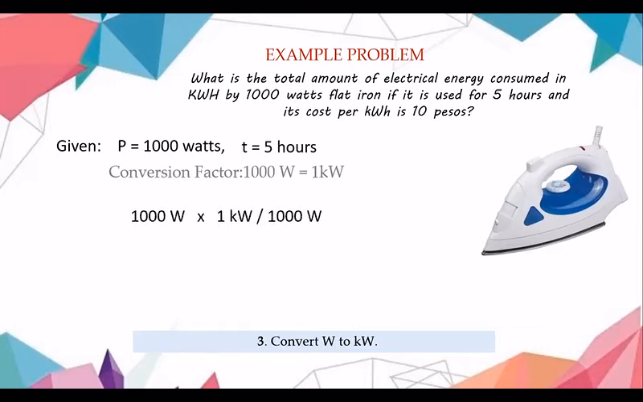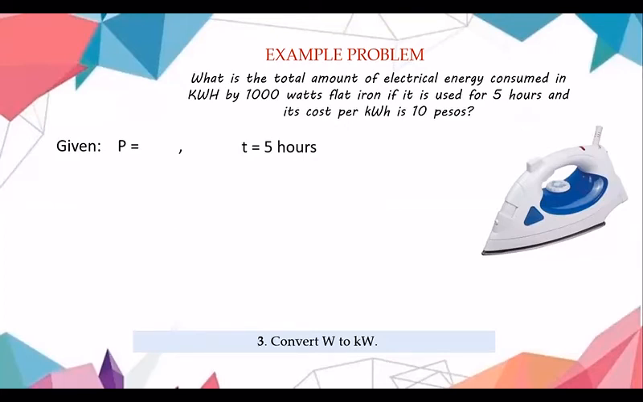So, let's multiply 1000 watts by 1 kilowatt and divide it by 1000 watts. Then cancel the unit watts. The answer will be 1 kilowatt. Since we already converted the unit of power, let's now update the value of power from 1000 watts to 1 kilowatt. We don't need to convert the time here because the SI unit of it is already hour.